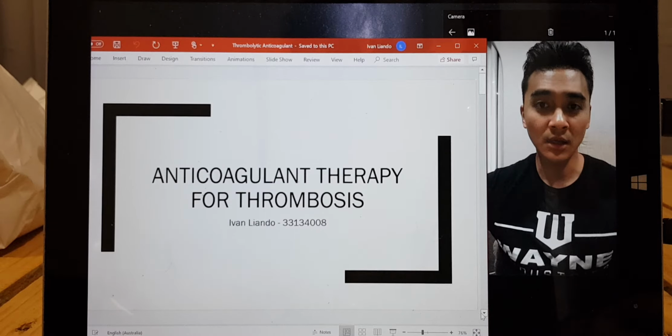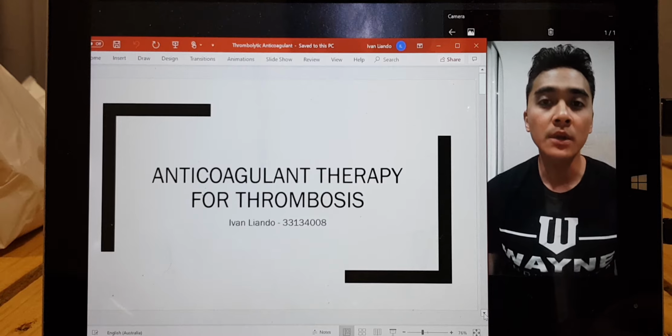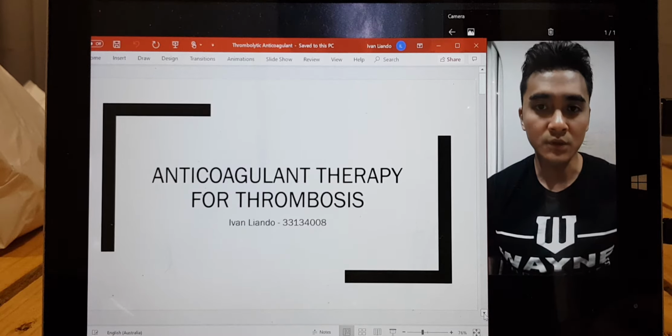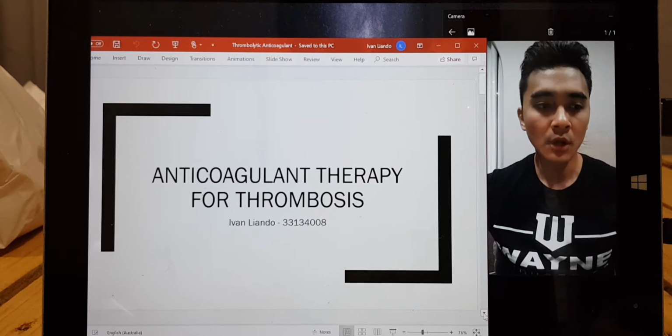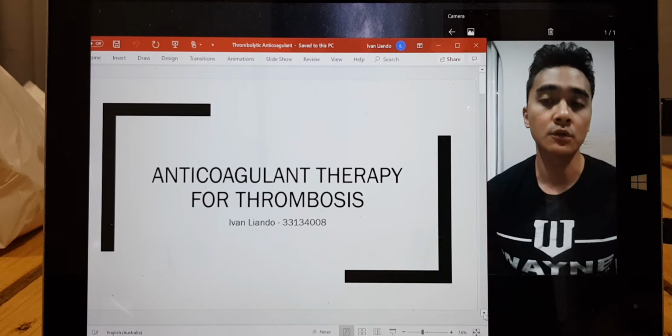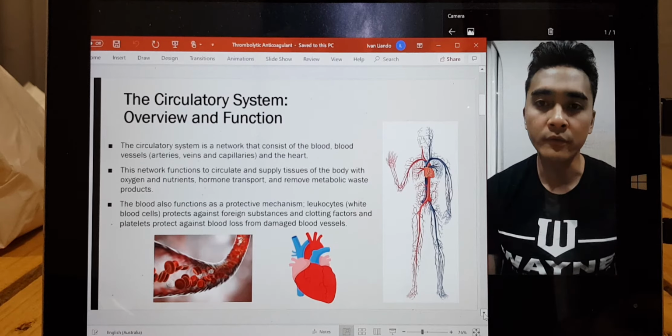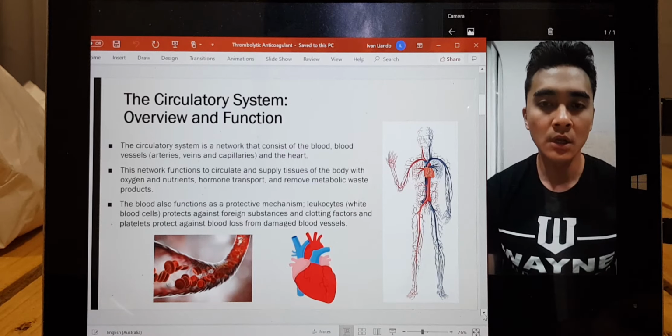My name is Liando, and today I will be talking about anticoagulant therapy to treat thrombosis. So the topic that I'll be talking about today revolves around the circulatory system. This first slide is just a quick overview and its function.